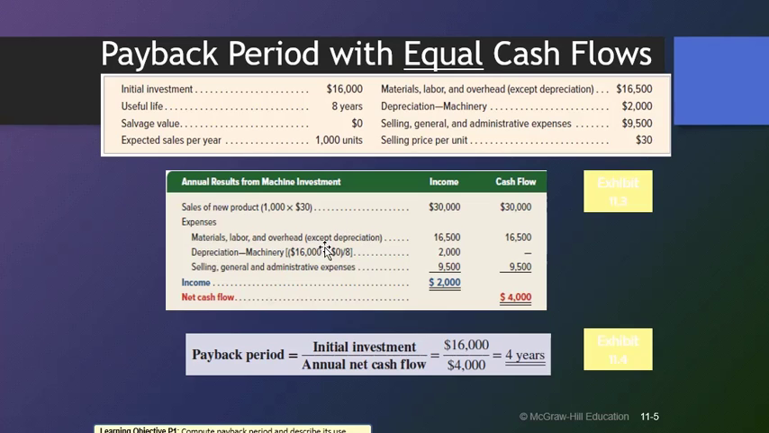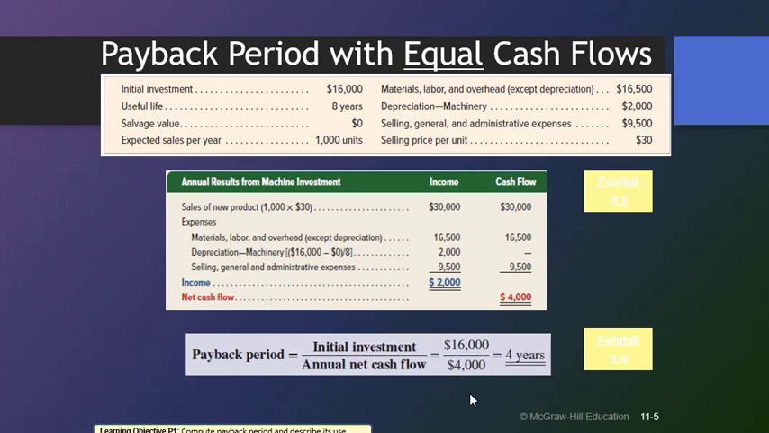All right, next we count depreciation, because depreciation expense is going to reduce income, but it is not going to reduce cash flow. Okay. Selling, general, and administrative expenses, $9,500 under both columns. So from an income perspective, this asset's going to generate an extra $2,000 per year in income, but it's actually generating $4,000 in extra cash flow. So that becomes the denominator in our equation.